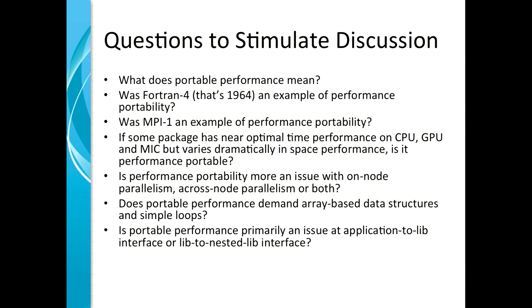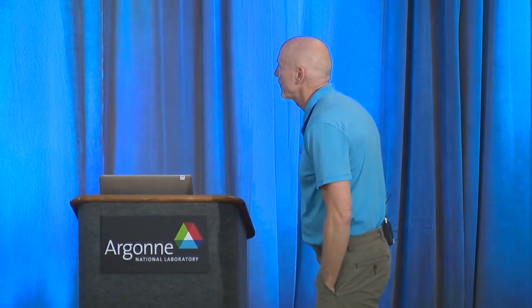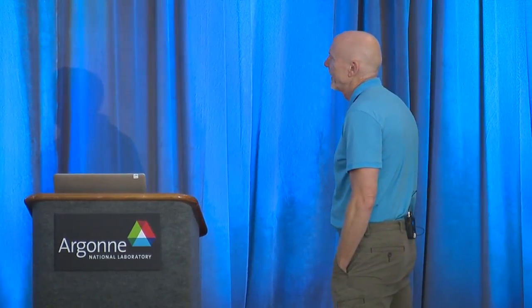So I'll just ask one of these here, and it won't be the first one since that's quite probably controversial. But was Fortran 4 back in 1964 an example of performance portability? So asking the panelists here, when the first Fortran implementation was introduced, would you have considered that an example of performance portability? Yes or no? Maybe? Anyone? So I would consider that as an example of performance portability.